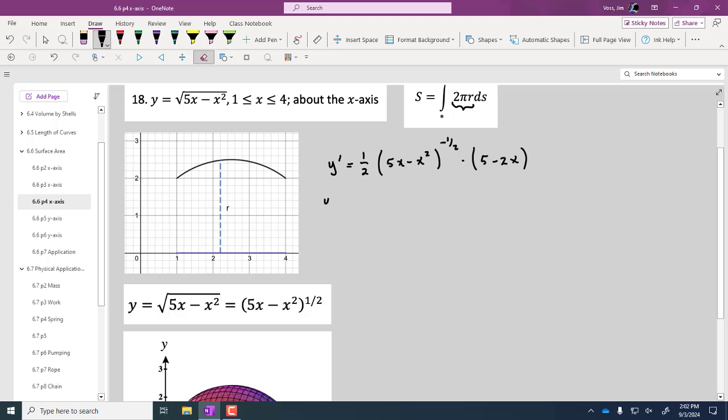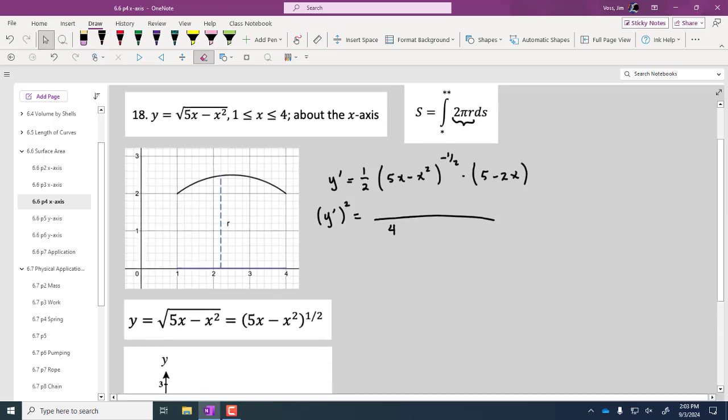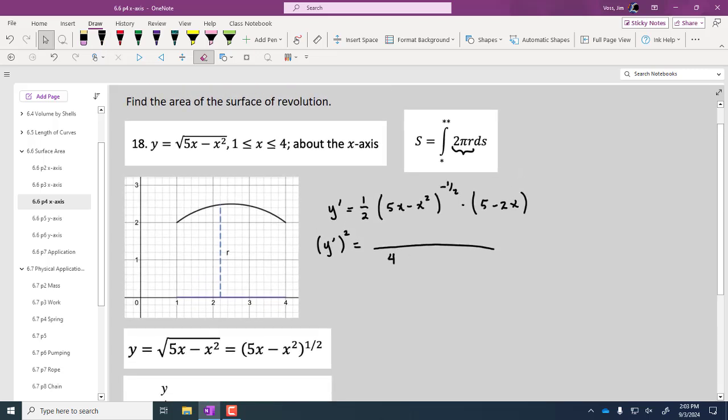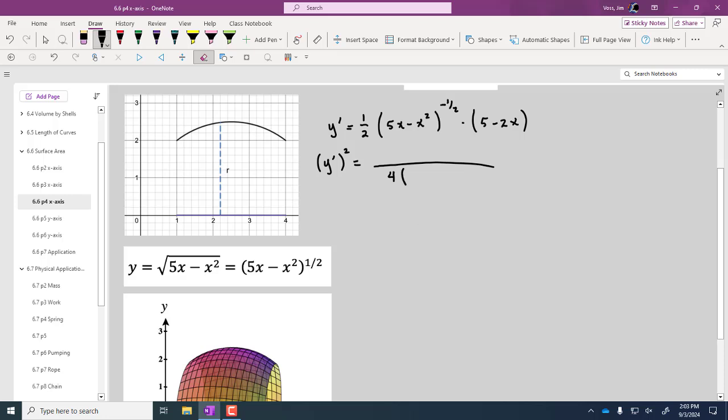And within the arc length formula, we know that we need to take the square of this. So let's go ahead and square it before we stick it into the square root function. So when we square all this, in the denominator, this 2 gets squared to be a 4. This square root is in the denominator, and when it gets squared, the square root will disappear, so we're going to have quantity 5x minus x squared. In the numerator, that quantity right there is being squared. 5 minus 2x is being squared. So that is y prime squared.